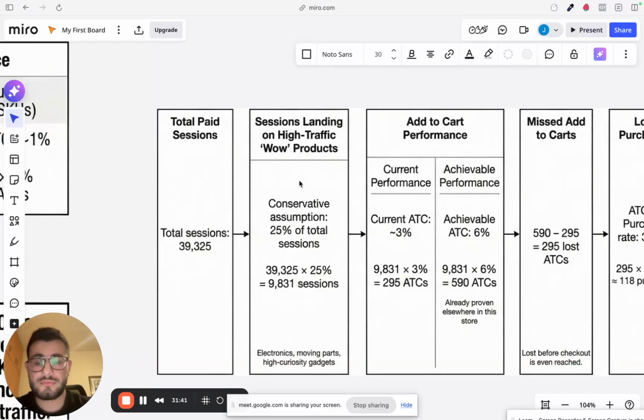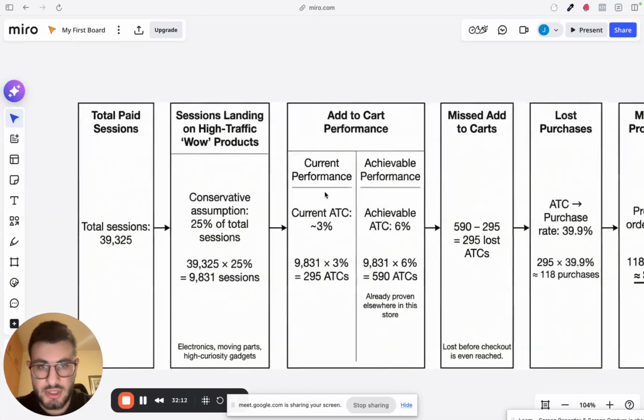So here, if we take a conservative assumption that these are taking 25% of your total sessions, does it make sense? I'm just asking if the number actually makes sense, not if it's understandable. So that means we get approximately 10K sessions on these wow products.